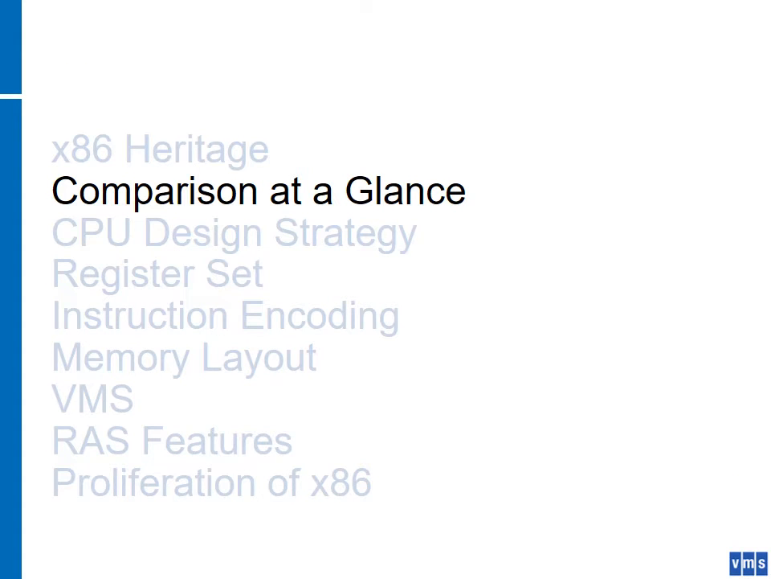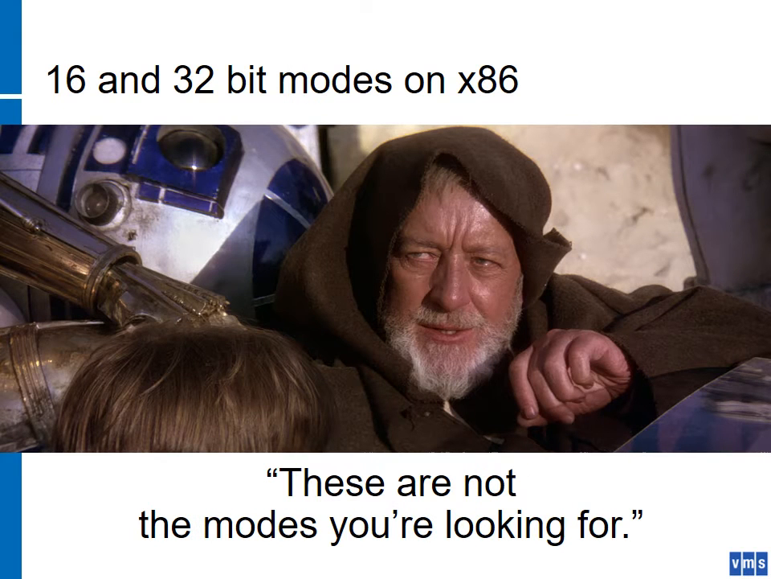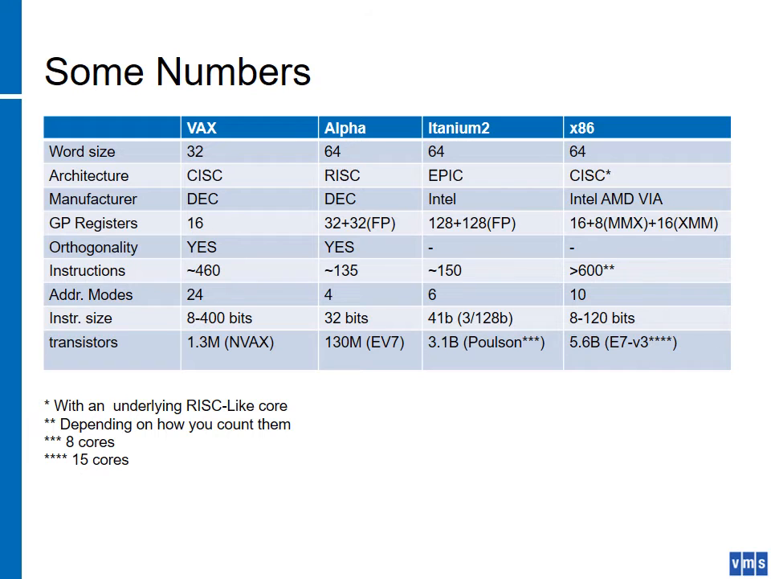Now that we have reviewed the history of the x86 architecture, it's time to start comparing it to VAX, Alpha, and Itanium. But before we do so, I should point out that even though the x86 has 16 and 32-bit modes, these are not the modes you're looking for. We're only interested in the 64-bit operating mode of the x86 architecture. So some numbers. Word size, we're familiar with 64 bits and that remains the same on x86.